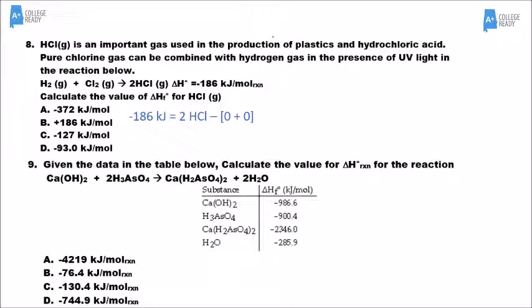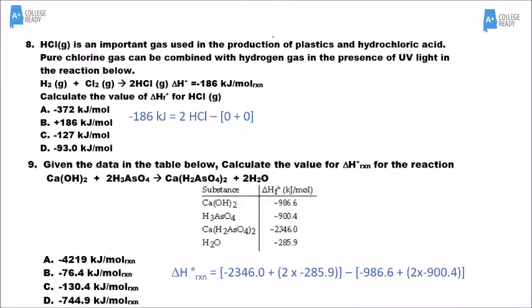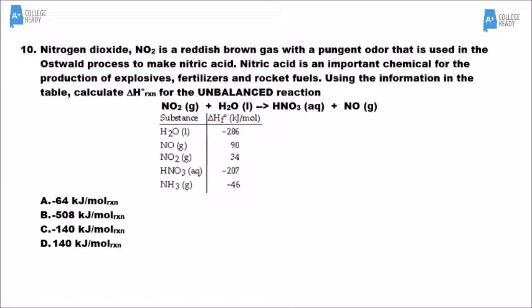Number 9 is the same equation. This time a little bit more complicated because you don't have a bunch of zeros you're plugging in. But again, the delta H of reaction is all the products. And notice we multiply each heat of formation times the coefficient from the balanced equation, and that's how we derive the final answer. Number 10, the directions tell you that the reaction is unbalanced.